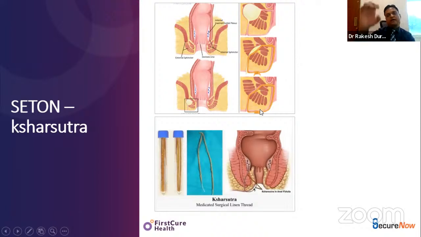And we keep on tightening it. It's kind of like a wire saw cutting through cheese. So it keeps on cutting through, and the muscles will keep on healing up. So this is the technique that we use in the very complex kinds of fistulas.